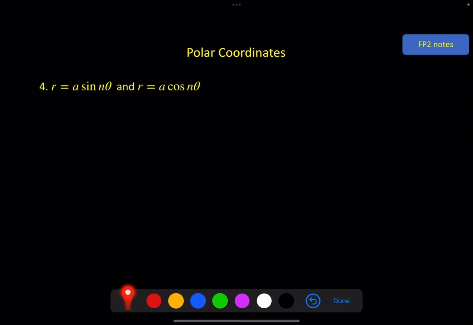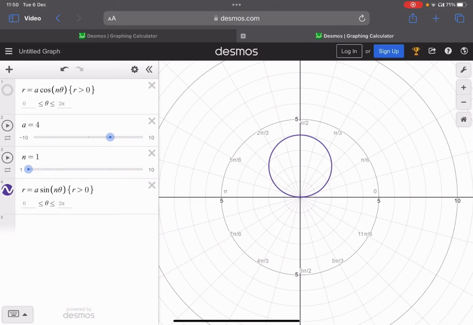Number 4, a little bit more complicated. r equals a sine n theta and r equals a cosine n theta. I'm going to switch over to a graphing app so we can see what this looks like before I put a summary on this screen here. Here we are with a polar graph. We've got r equals a sine n theta on the screen at the moment in purple. I've set a as 4 and n is currently a 1.